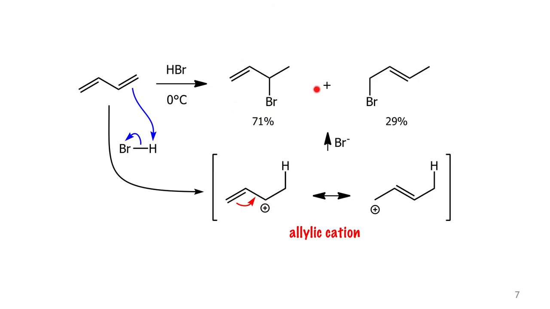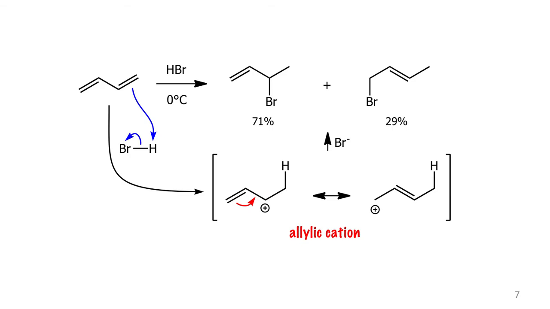We end up with 71% of the bromine added at this position, and we end up with 29% of the bromine added to this position. Now this should look unusual to you, especially the second compound, because we now have a double bond between carbons 2 and 3, and there was no double bond at carbon 3 initially. So what in the world is going on? Why is this the major product, and how in the world do we end up with the bromine at one end and a double bond in the middle of the molecule? So again, we need to think mechanistically.